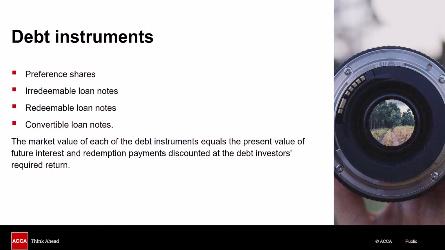You need to be able to calculate the market values for 4 different types of debt instruments: preference shares, irredeemable loan notes, redeemable loan notes, and convertible loan notes. Now, the market value of each of the debt instruments equals the present value of the future interest and redemption payments discounted at the debt investor's required return.